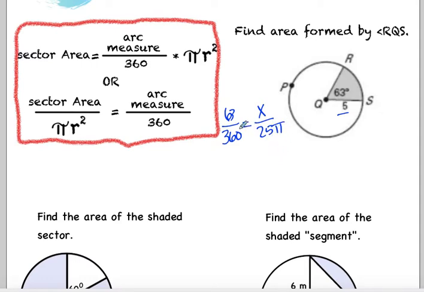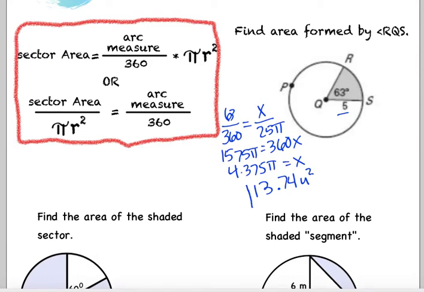So 25 times 63 will give me 1,575 pi, equals 360x. Then we're going to divide by 360, giving me 4.375 pi, equals x. And typically they're going to ask you for a decimal value, so 13.74. If you go ahead and put pi in there, and that would be units squared, and they didn't have a unit on that radius, so just put u squared.